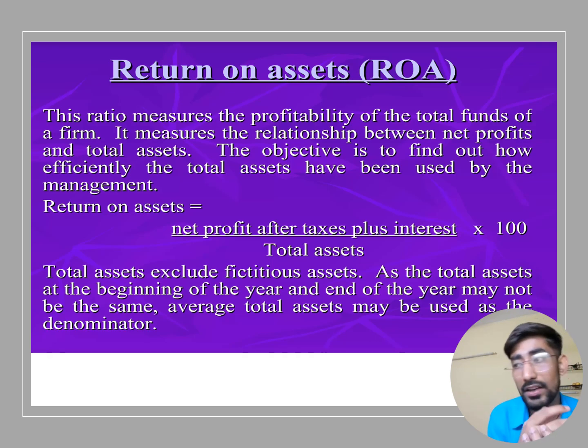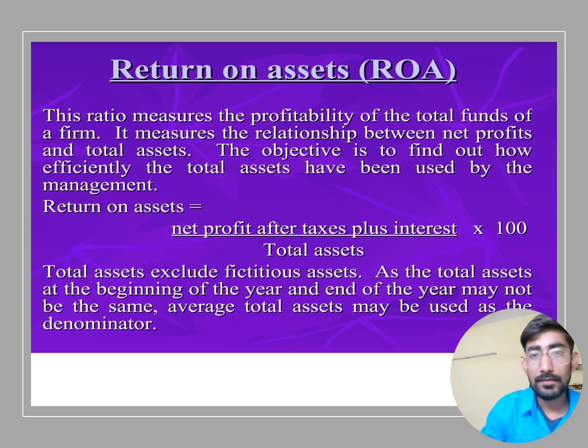So how efficiently they are using their assets for getting higher profits, or for generating more revenues for the company or firm. Okay, so the formula is return on asset is equal to net profit after tax plus interest divided by total asset into 100. Just remember one thing, net profit after tax, but we will include our interest. Yeah, plus interest, and then we will divide it with total asset into 100.